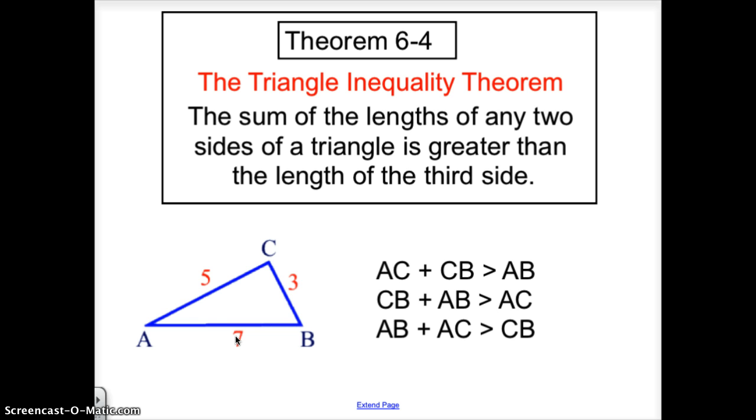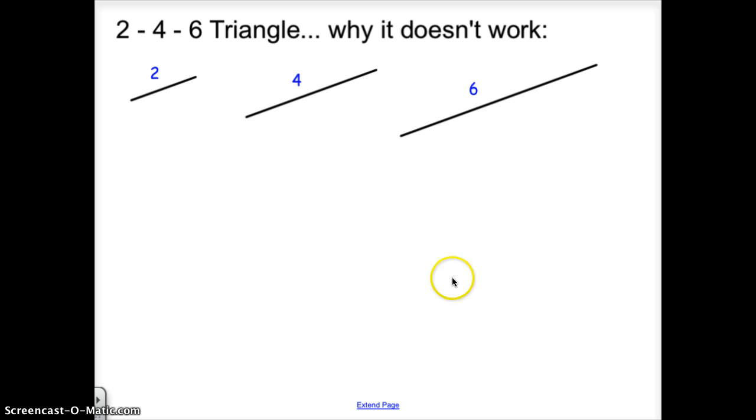But it's not just any two. It has to be all three combined. So 5 plus 7 must be greater than 3, 3 plus 7 must be greater than 5, and 5 plus 3 must be greater than 8. It can't just work for any pair. It has to work for all the pairs of those three sides. Taking a look at this example here, why wouldn't it work for a triangle that would have sides of 2, 4, and 6? Take a second and see if you could explain why that would be true.